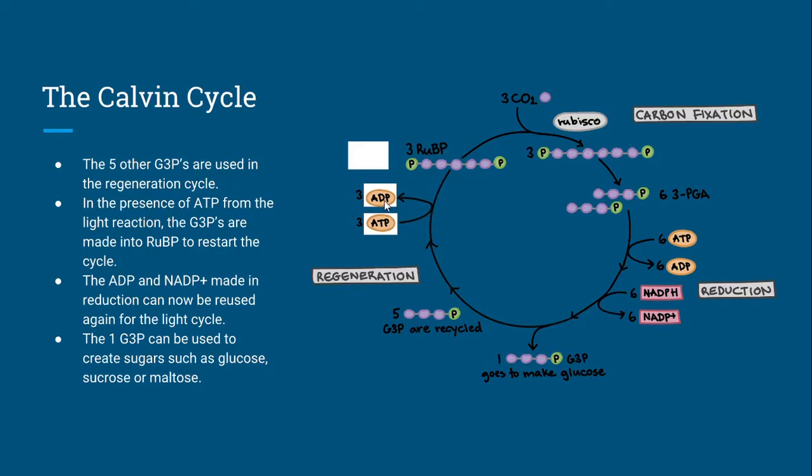The ADP and NADP+ made in reduction and regeneration can now be reused again for a light cycle, and the 1 G3P that was left over can be used to create sugars such as glucose, sucrose, or maltose.